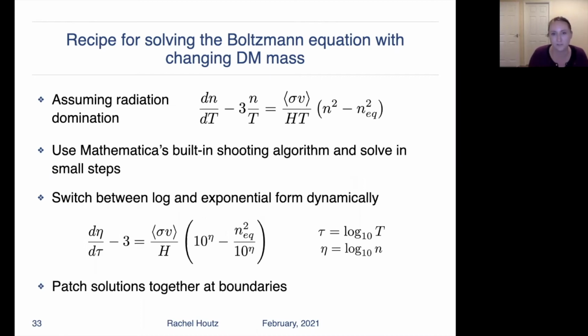Once you have the thermally averaged cross-section, you can rewrite the Boltzmann equation in terms of temperature, assuming radiation domination. Mathematica has built-in differential equation solvers that do a very good job solving this for our model. The only real trick we used is that when there were problems, we broke this up into small steps. We also switched dynamically between solving the log form or the exponential form of this equation, and patching the solutions together at the boundaries. This worked pretty quickly and wasn't so difficult. That's the next part of the analysis that we did.